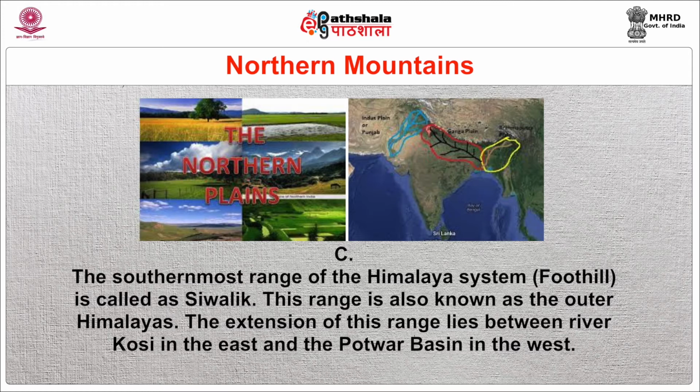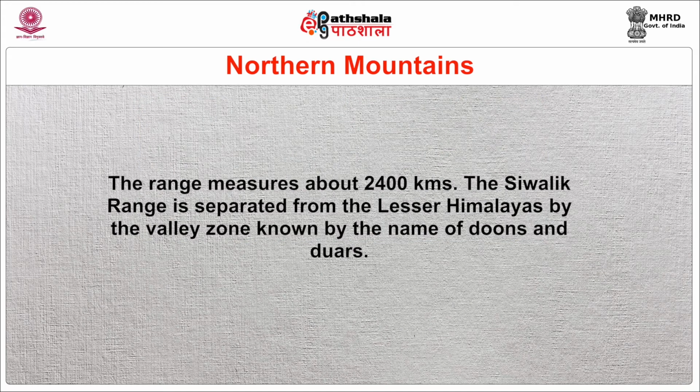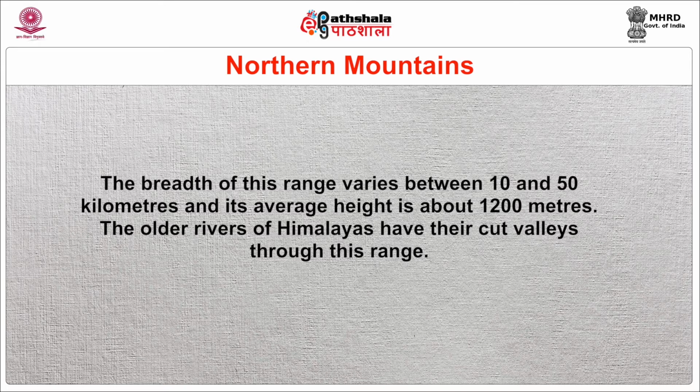The extension of this range lies between river Kosi in the east and the Potwar Basin in the west. The range measures about 2400 kilometers. The Shivalik range is separated from the Lesser Himalayas by the valley zone known by the name of dunes and duars. The breadth of this range varies between 10 and 50 kilometers and its average height is about 1200 meters. The older rivers of Himalayas have cut valleys through this range.